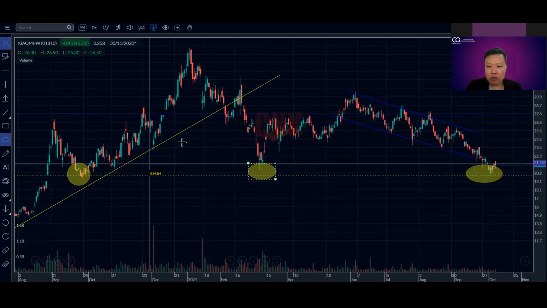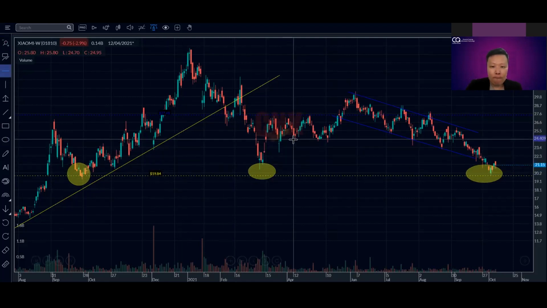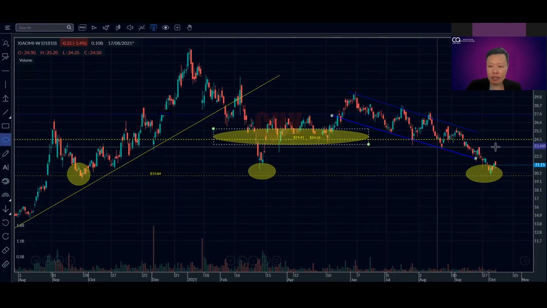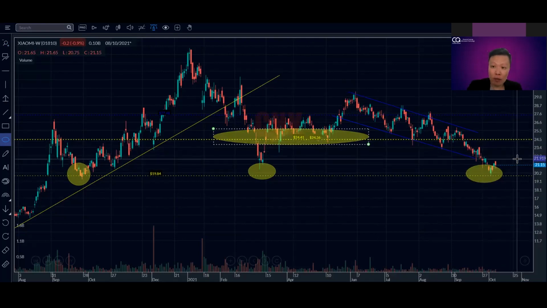Then we have this resistance somewhere here, 2450. This is a major one. So I guess Xiaomi might trade range bound. You have to understand where the price is going to hit, the direction of the price.